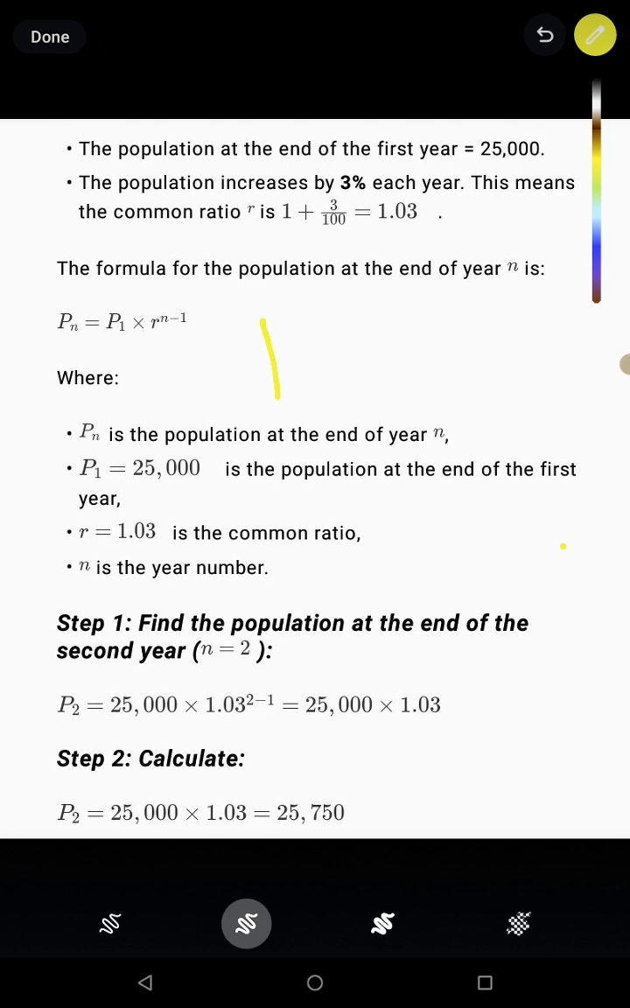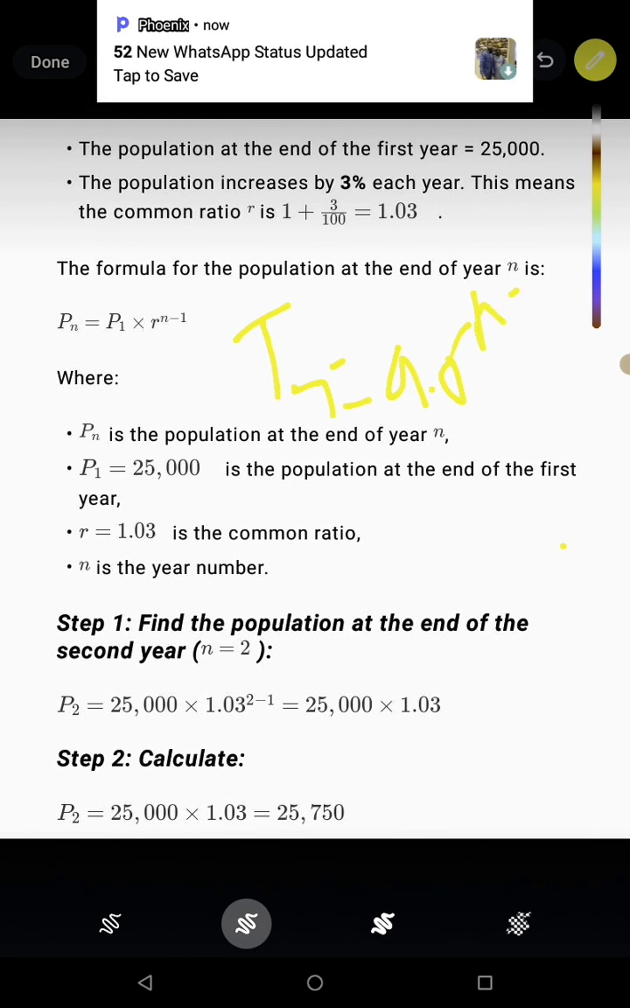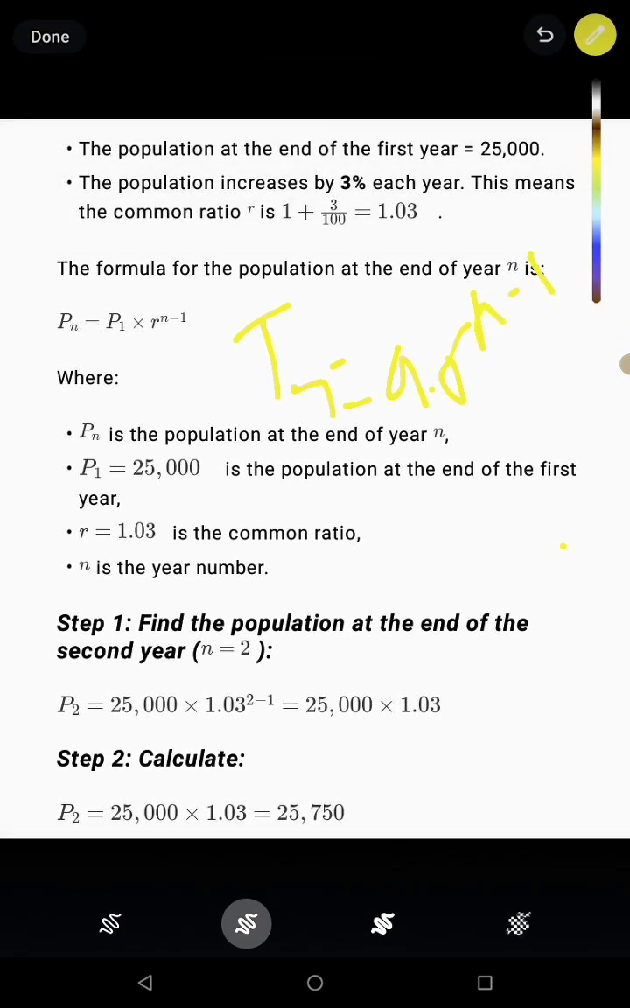Now, all we need to do is use the exponential formula Tn equals A times R raised to power n minus 1. Are we together here? That's still what we need to use. Now our Pn is the Tn, the first term is P1, then the common ratio to power n minus 1. And don't forget, they told us to find what happens at the end of the second year. So just substitute.